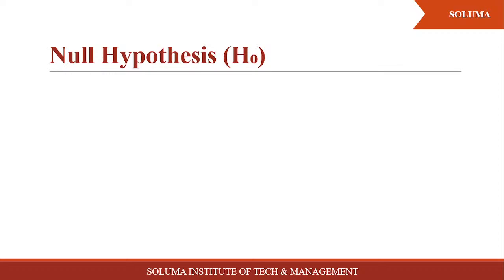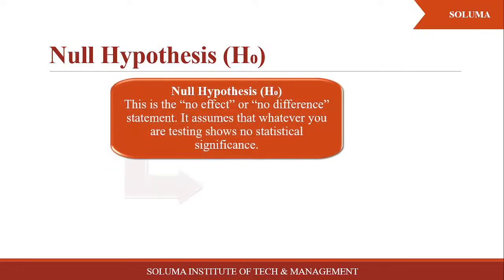Hence, there are two types of hypothesis. Number one, we have the one we call the null hypothesis. The null hypothesis says there is no significance. It is a no effect or no difference statement. It comes from the negative hypothesis, where you are saying there is no significant effect, no significant difference, no significant impact, no significant relationship. So it assumes that whatever you are testing shows no statistical significance.